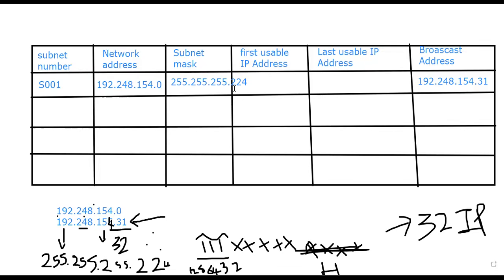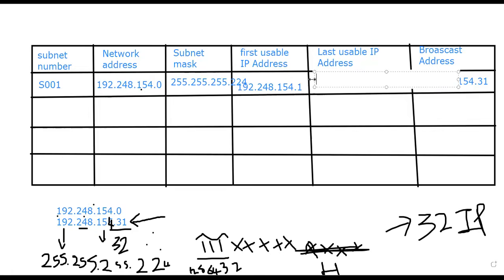Then let us write down the first IP address. This is going to be 192.240.154.0 for the network address. So the first IP address is not this net address, it's the next one, that is 192.248.154.1, right?